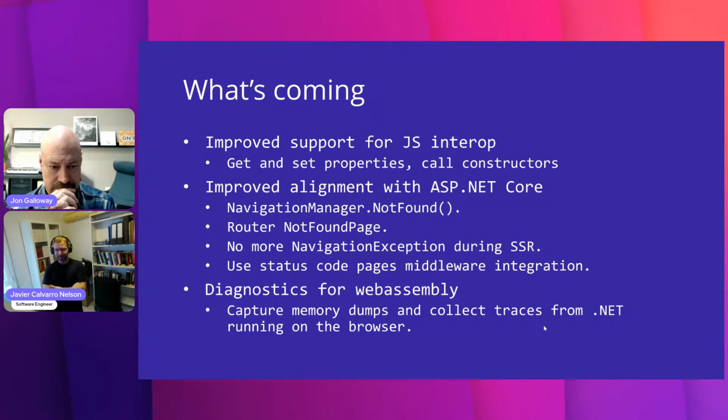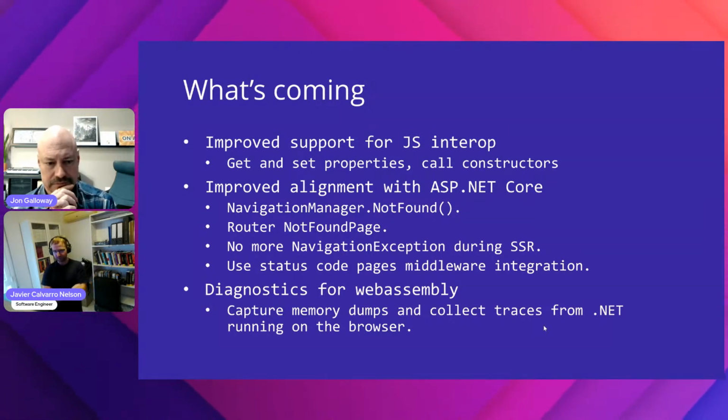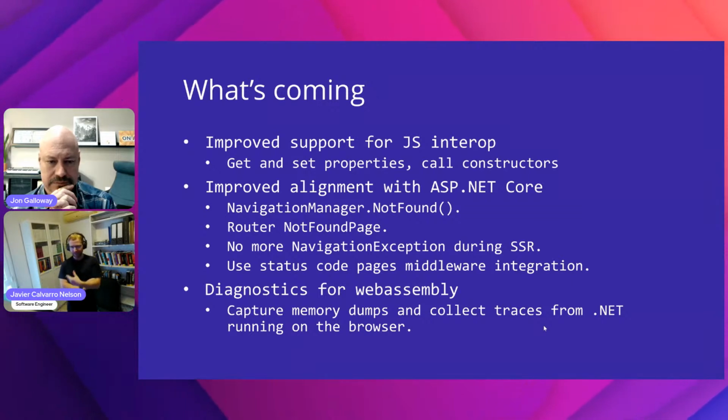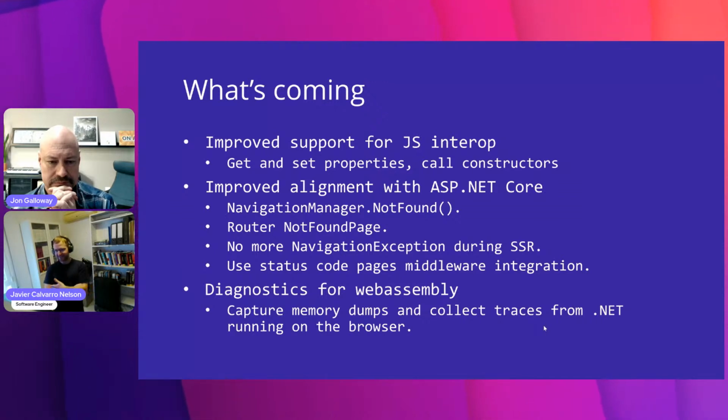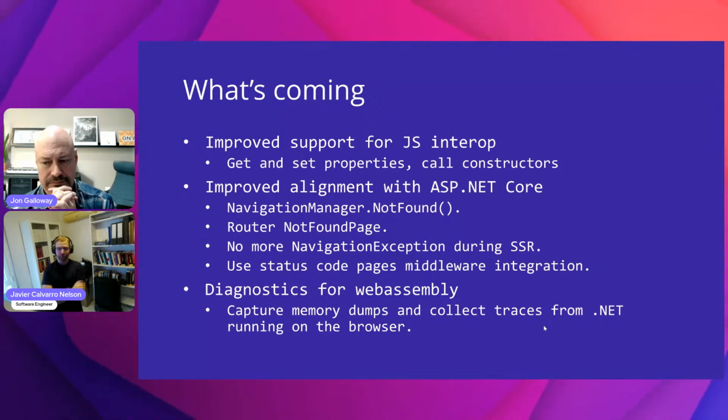We had a thing that we did in the past, which was to throw an exception whenever you did a navigation during server-side rendering, and that was problematic because the debugger would break and people would think that their app was broken, and the app was not broken. The biggest problem was that if you put a try catch, you would catch this exception and then break the framework behavior. So we are doing work to get rid of this exception and do redirections on the server in a different way.